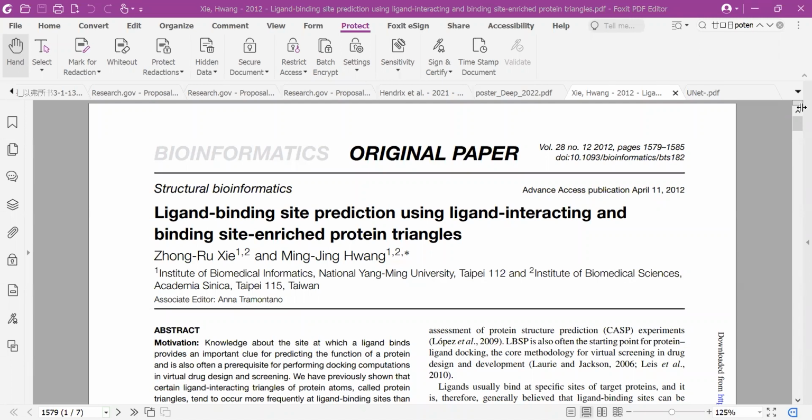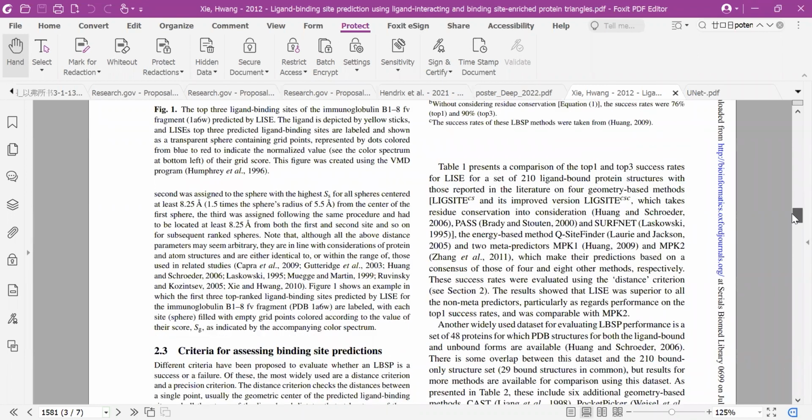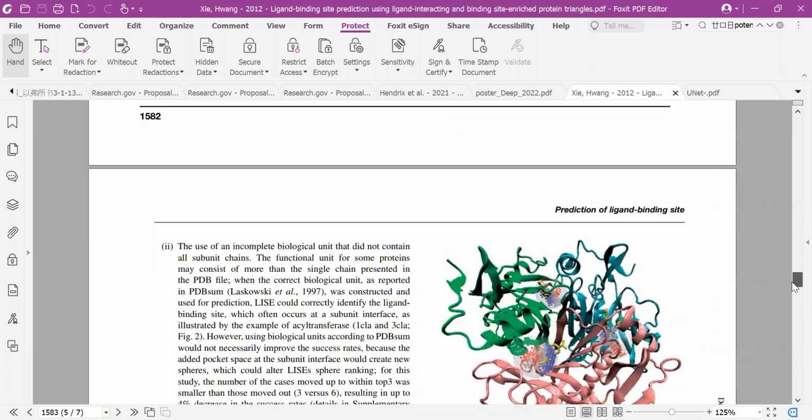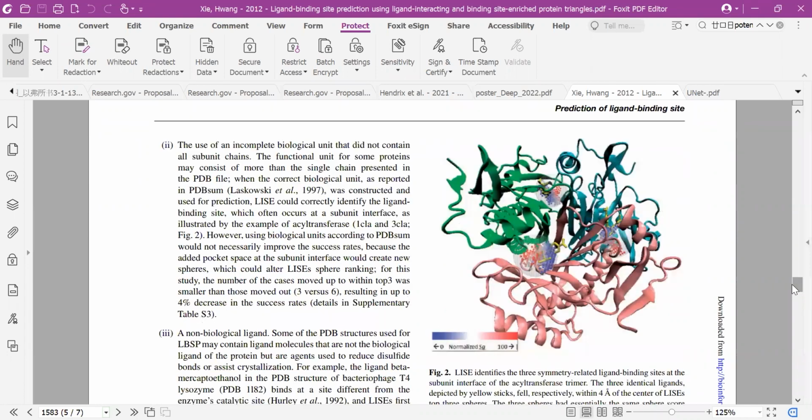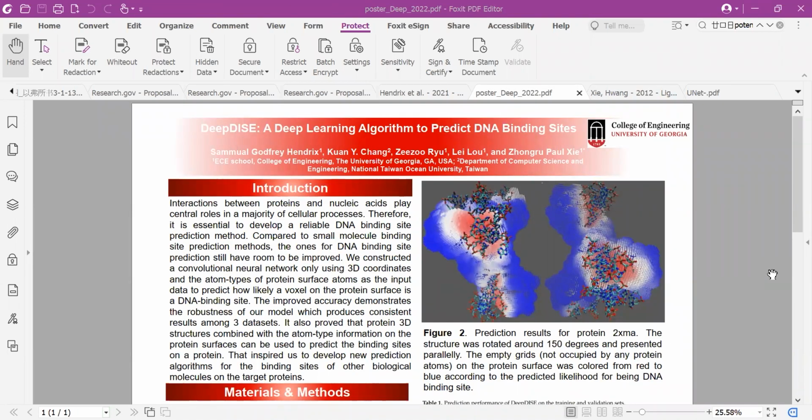For example, we created a method called LISE using ligand interacting and binding site enriched protein triangles. The results are good. You can see that those empty grids colored from blue to red predict the potential ligand binding site. And this, and this. In addition, deep learning technology has matured and is widely used in many different prediction methods.